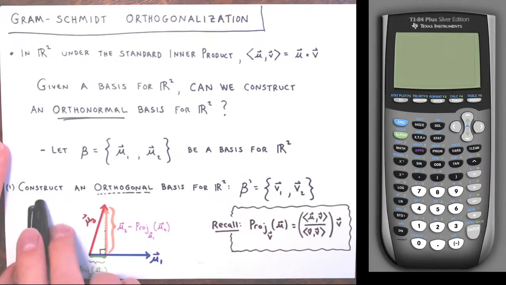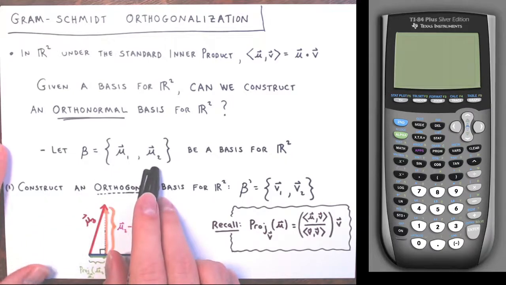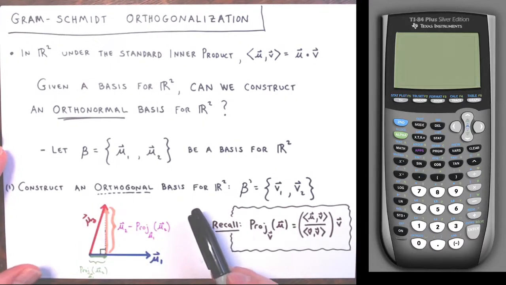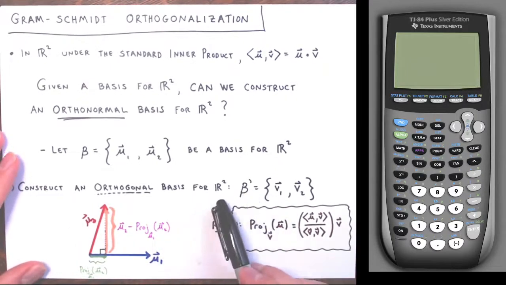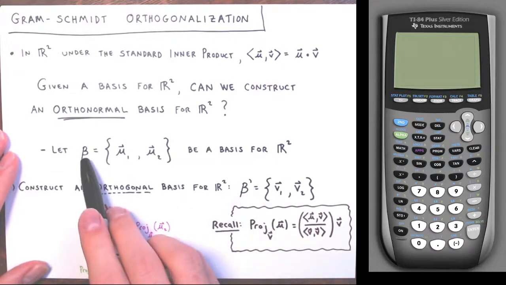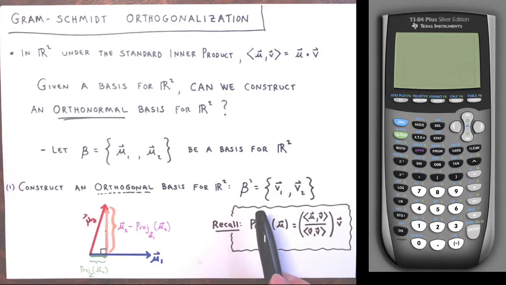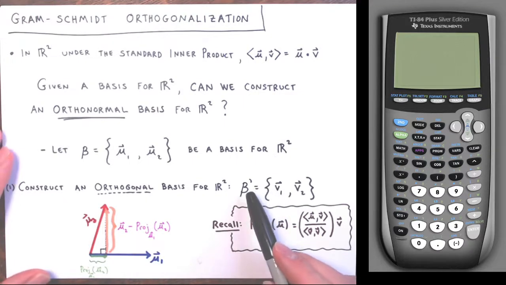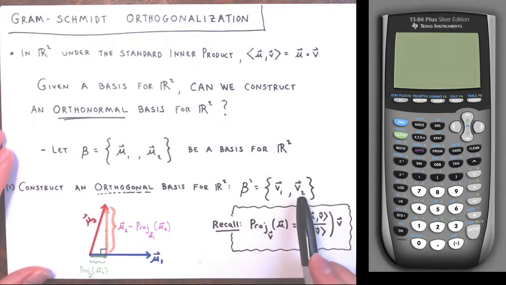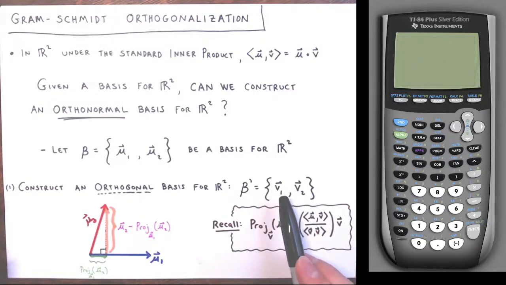So the first step is I'm going to take this basis and use these vectors to help me construct an orthogonal basis for R2. And this orthogonal basis I'll call B prime, because it's not B, but I'm using B to help me get it. So I'll call this B prime, with vectors v1 and v2, this orthogonal basis for R2. So how do I find these vectors v1 and v2?